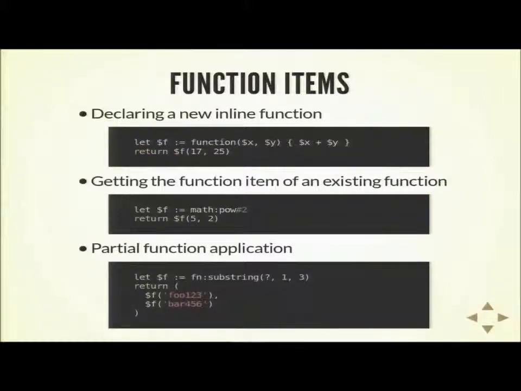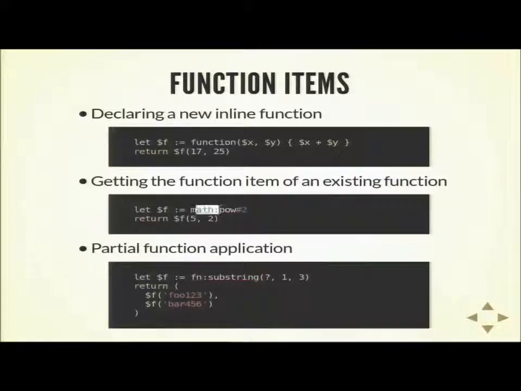Here are some ways you can create a function item. This declares a new inline function. This particular function doesn't have a name. It's anonymous. What this function does is it adds 2 items. You see that it's bound to a variable. I can call the function from that variable binding, pass it some parameters, and it returns a result, which is the sum of those 2 numbers.